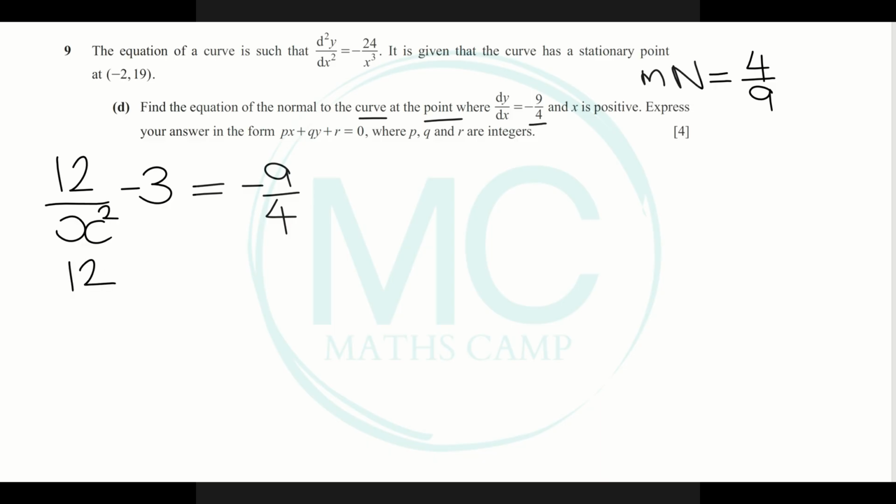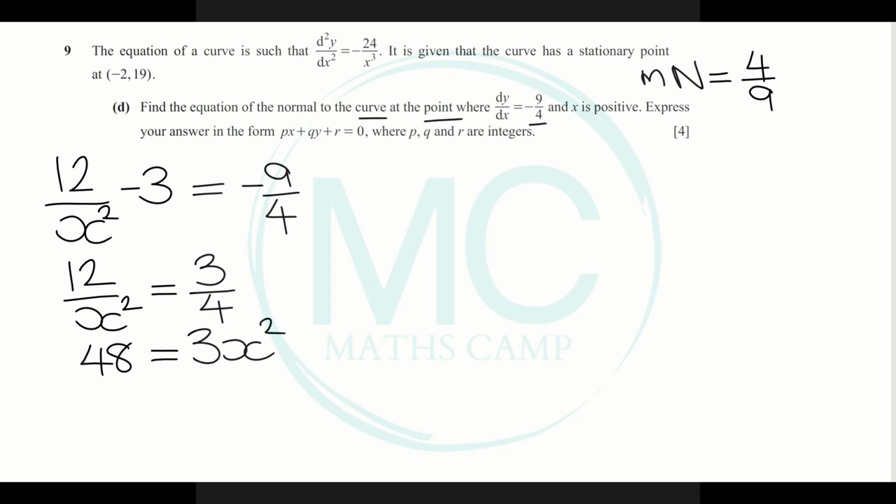So let's say 12 over x squared. Let's move 3 to the right. Negative 9 over 4 plus 3 gives us positive 3 over 4. Now to get x squared by itself, let's multiply both sides by x squared. On this side I'm going to have 3x squared is equal to 12 multiplied by 4, which is 48. Let's divide 48 by 3, and I get 16, which is equal to x squared. Square root both sides, and 4 is equal to x. The question tells us that x is positive, so 4 is x because we have to consider the positive root.